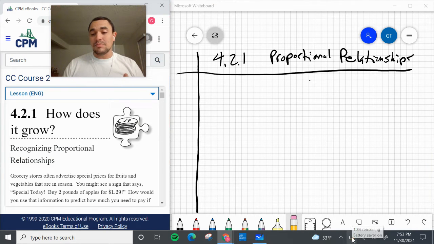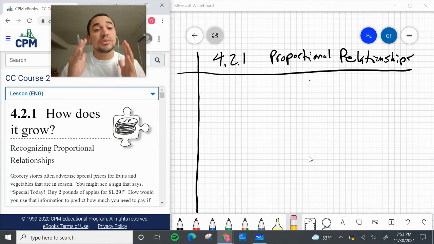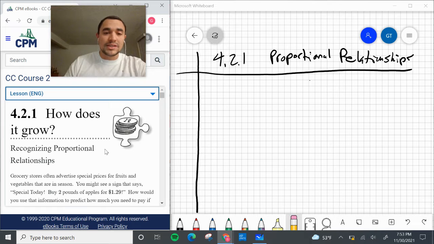I am also running out of battery here. I'm at 10%, so I'm going to try to go quickly, but also try to be thorough, so please forgive me for that.